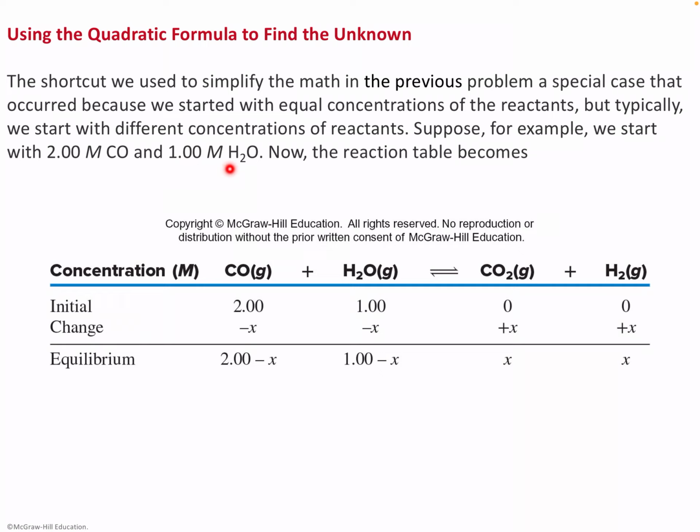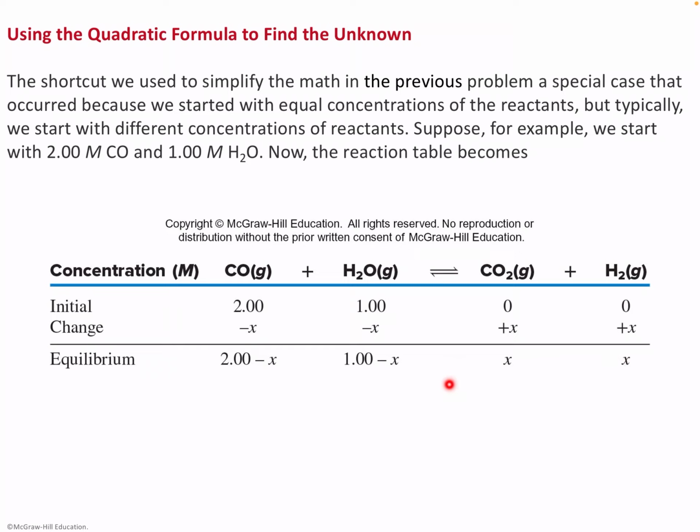The same problem like the last time, but now we have 2 different concentrations for the initial concentrations of carbon monoxide and water. So 2 molar carbon monoxide, 1 molar water. Now the reaction table becomes like this. Concentration: carbon monoxide, water, carbon dioxide and hydrogen. Initially we have 2 molar carbon monoxide, 1 molar water, and nothing here, and the change is going to be negative x, plus x, plus x. So at equilibrium it would be 2 minus x, 1 minus x, x and x.